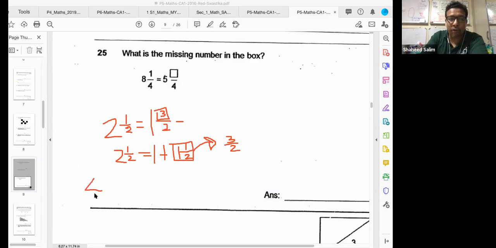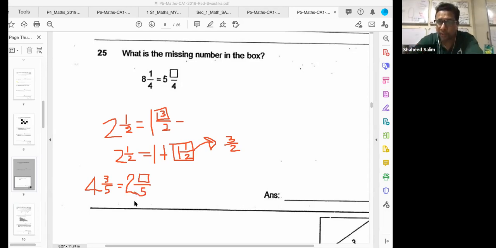Let's say 4 and 3/5 equals to 2 whole and something. Can you try to do this? Even Raidi, you try it, Raidi. Raidi says, no, I'm a champion. I do not want to try any of this. Don't be like that, Raidi. Try. What number should be there?